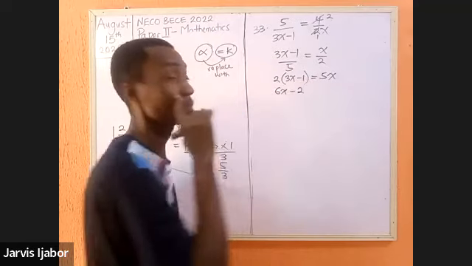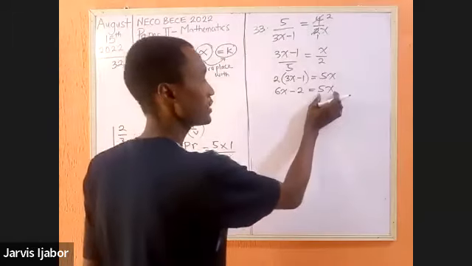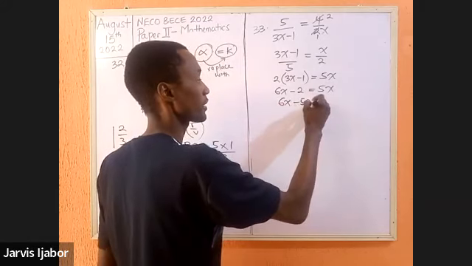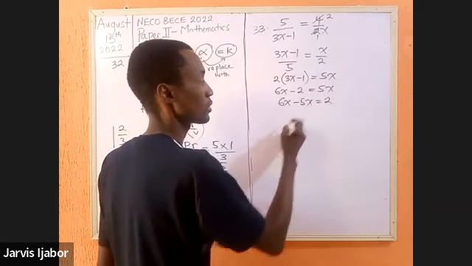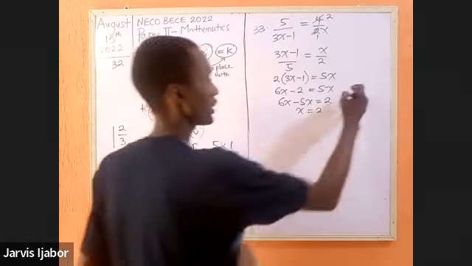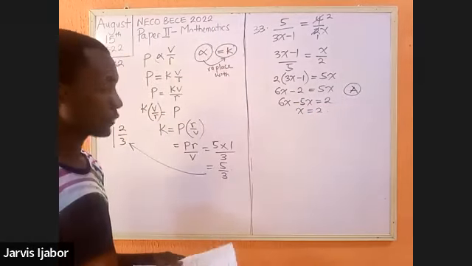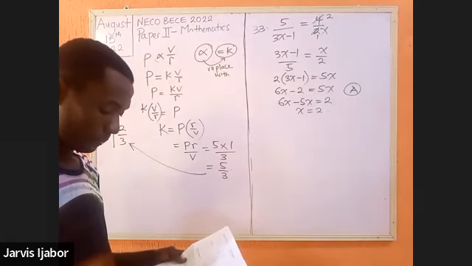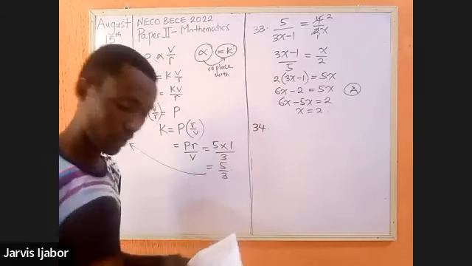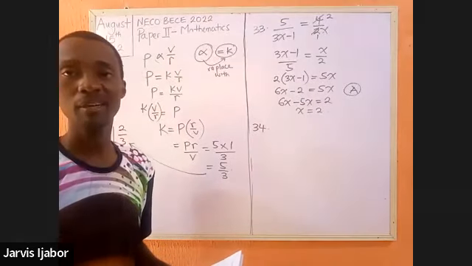6x minus 2 will be equal to 5x. So I don't need this here, and I need this here. So this will be 6x minus 5x equal to what? 2. So x will simply be equal to 2. If x is equal to 2, that option in the exam would have been what? A. All right. So we go to 34, which essentially talks about the concept of expansion of algebraic expressions.